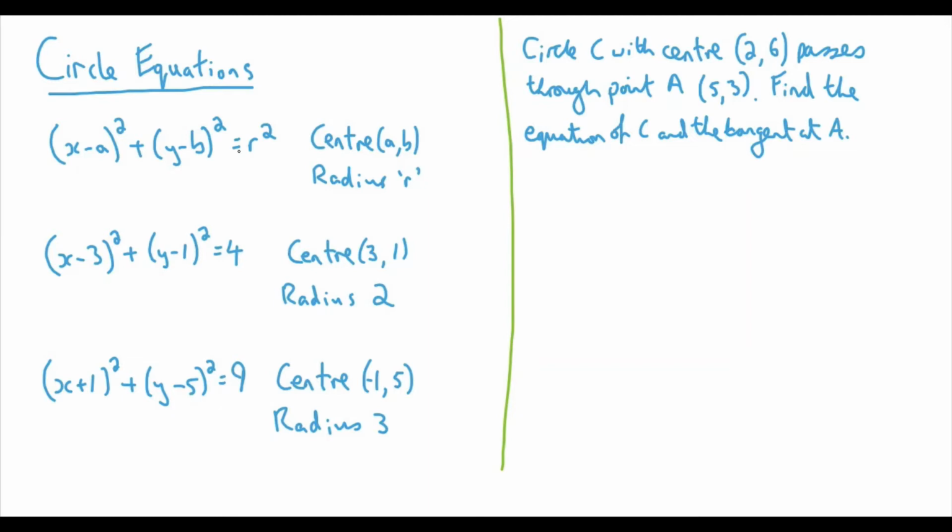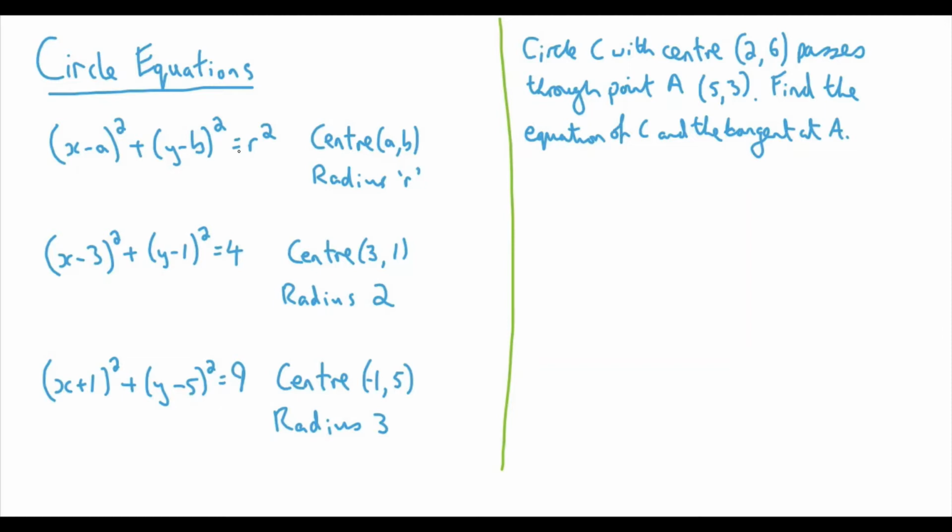So the circle C with centre 2, 6 passes through point A, which has coordinates 5, 3. Find the equation of C and the tangent at A. So if we're not familiar, the tangent is a straight line that touches a curve without cutting through it. And the way it does this is that it shares a coordinate with the curve at that point, and it has the exact same gradient.